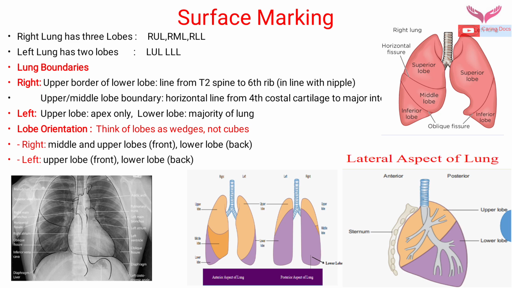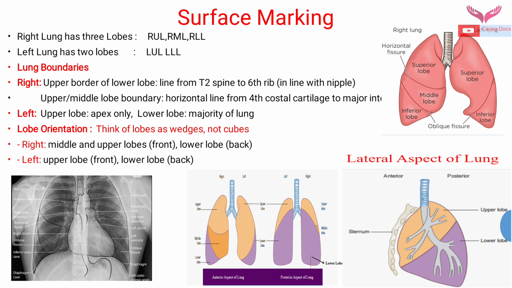As we know, the right lung has three lobes: right upper lobe, right middle lobe, and right lower lobe. The left lung has two lobes: left upper lobe and left lower lobe. The lung boundaries on the right side: the upper border of the lower lobe corresponds to the line from the T2 spine at the back to the sixth rib in line with the nipple.